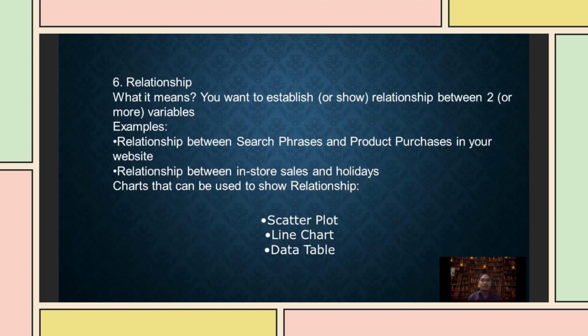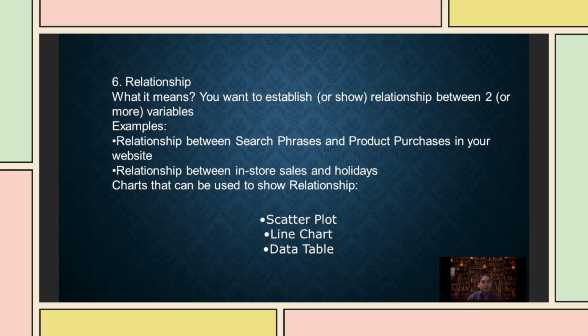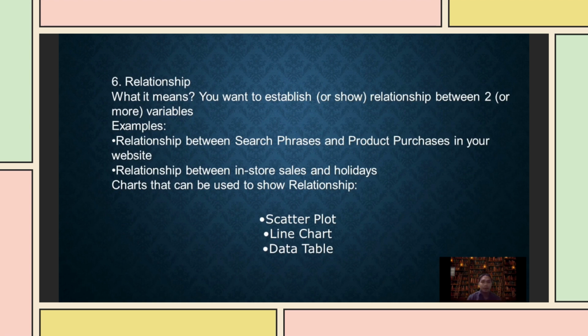And then the last is the relationship. So if you want to establish or show a relationship between two or more variables, the chart that you're gonna use is the scatter plot, the line chart, and also the data table. For example, the relationship between search phrases and the product purchases on your website. Also, the relationship between in-store sales and holidays.